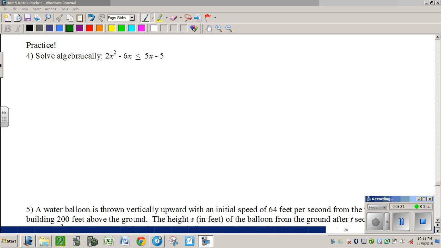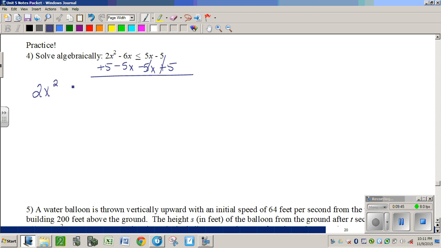Okay, so first step is go ahead and set it equal to 0. So I'm going to bring over my 5x and 5. I'm going to do this all at once here. So we have 2x squared, negative 11x plus 5 is equal to 0. I will give you a little hint. This does factor.